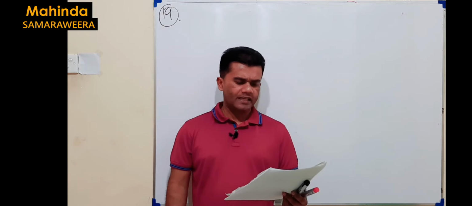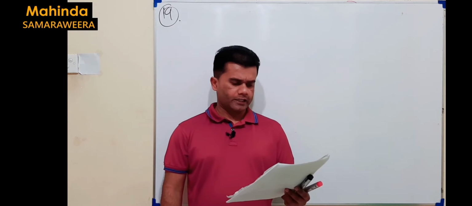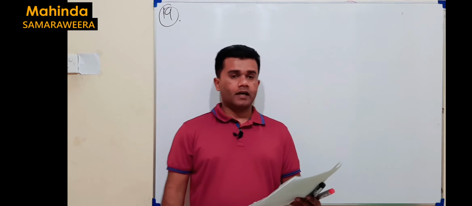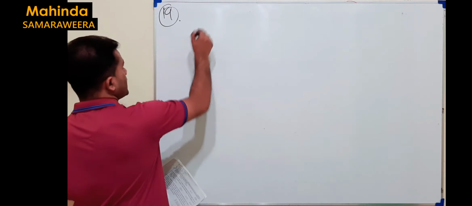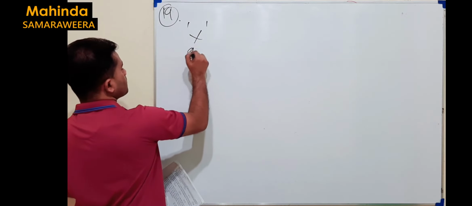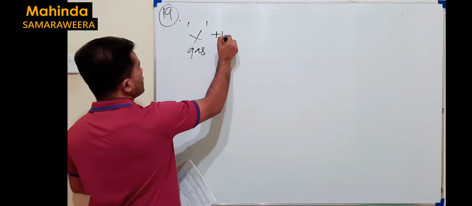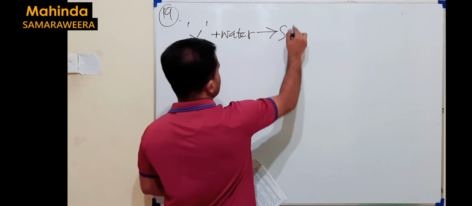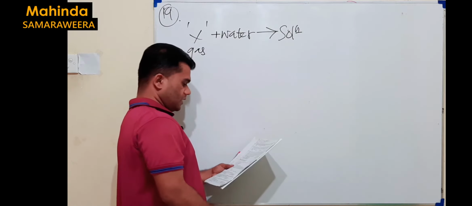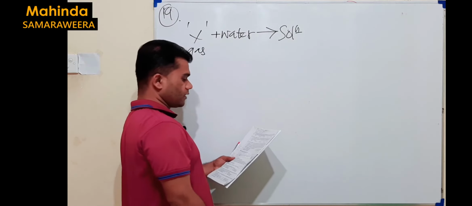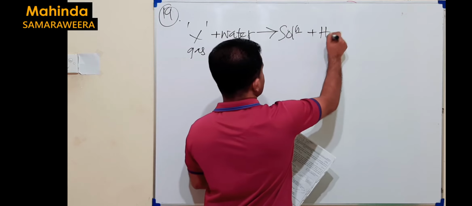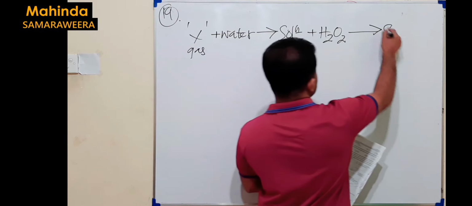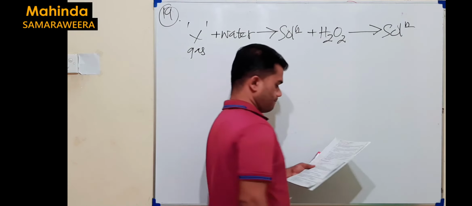Let's move to question number 19. This is again from inorganic. An aqueous solution of a gas X is treated with hydrogen peroxide. Gas X, this is a gas. Aqueous means this dissolves in water. We get the solution. The aqueous solution of gas X is treated with hydrogen peroxide, and we get the resultant solution.